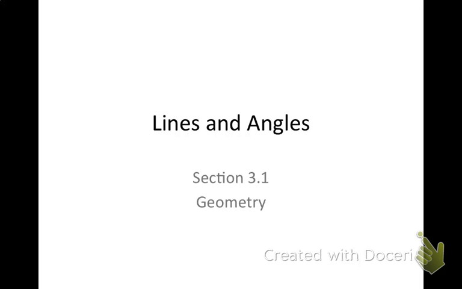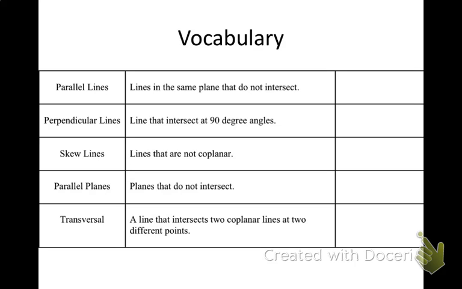All right, so lines and angles. Vocab here. We're going to talk about parallel lines. Parallel lines are lines in the same plane that do not intersect. Again, the key there is they have to be in the same plane. Everybody knows parallel lines as lines that never intersect. Well, true, but technically they have to be in the same plane, because there are skew lines, which we'll talk about in a bit.